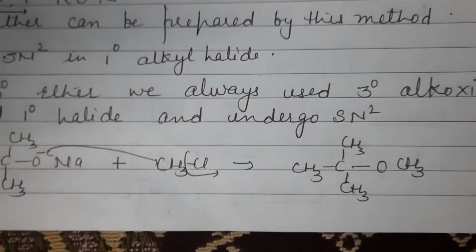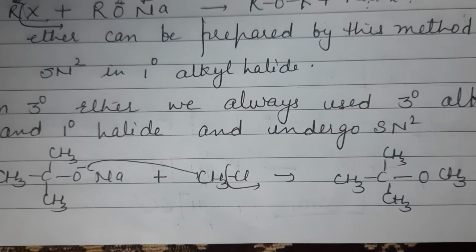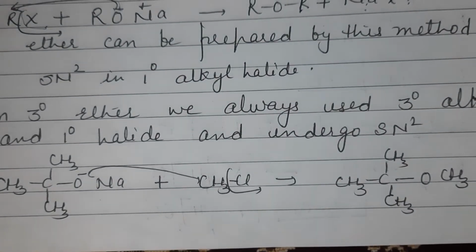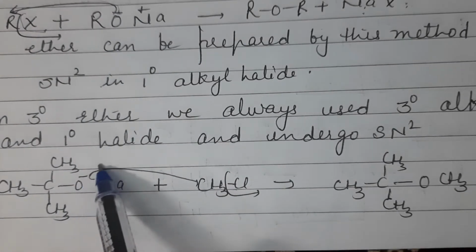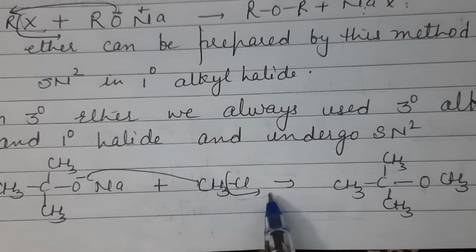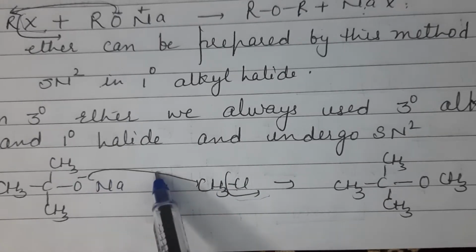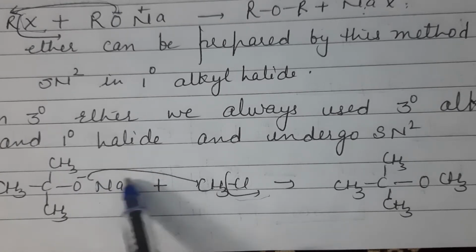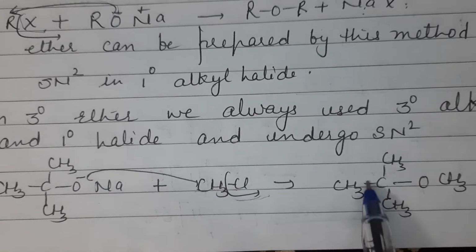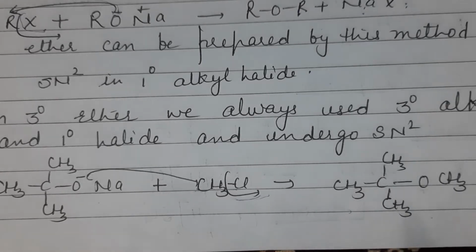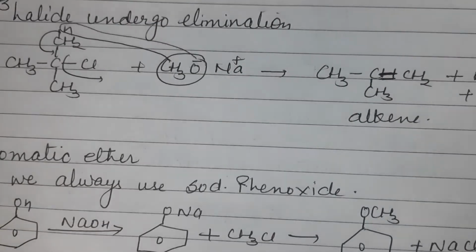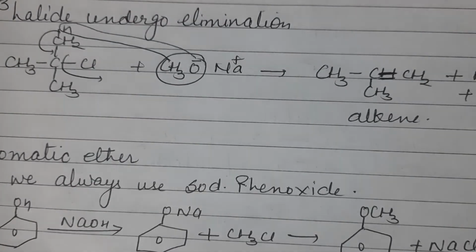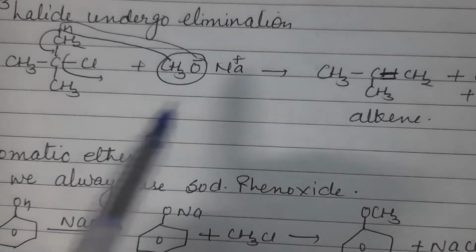See here, in this reaction, first of all, we use tertiary alkoxide and primary halide, and the tertiary alkoxide ion attacks here and halogen gets removed. This is SN2 mechanism. Here both steps, attack of nucleophile as well as release of leaving group, take place simultaneously. This is called methyl tertiary butyl ether. For preparation of tertiary ether, we always use tertiary alkoxide and primary halide.